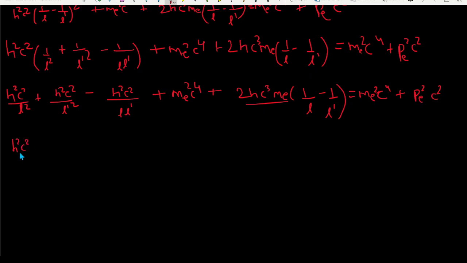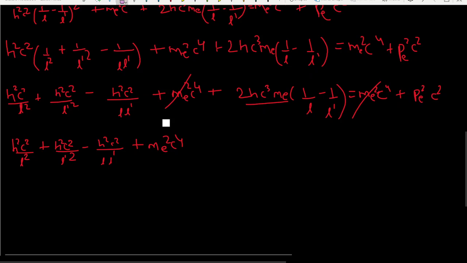h square c square upon lambda square plus h square c square upon lambda dash square minus h square c square divided by lambda dash plus m_e square c^4. Okay, so we can cut this out. So this term and this term vanish.